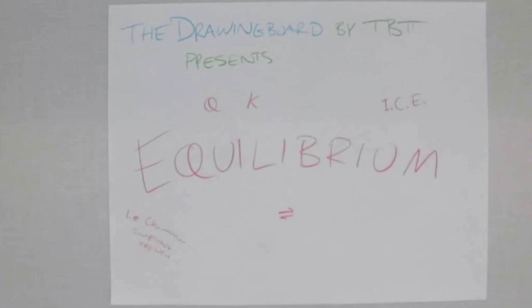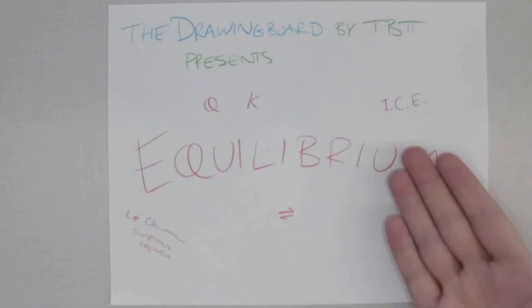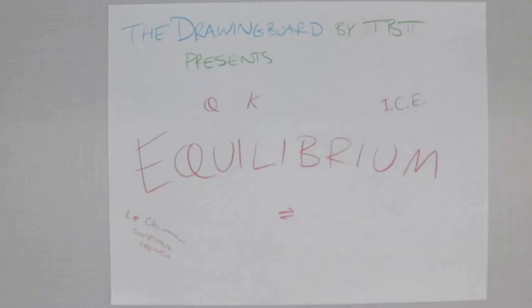By Tau Beta Pi, where today we talk about equilibrium and all the fun chemical stuff that comes with it, including Q, K, these little double arrow things, an ICE table, and Le Chatelier's principle. All coming up and more right here on the drawing board.